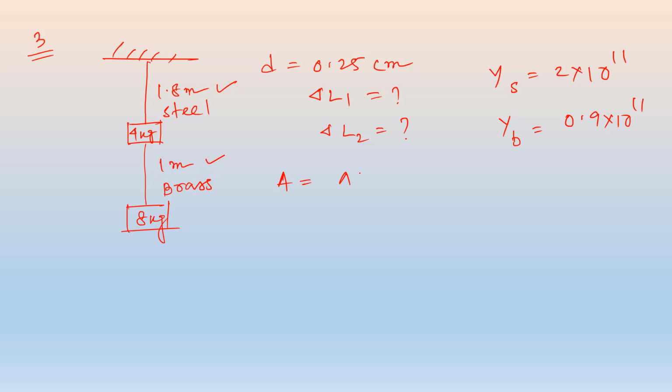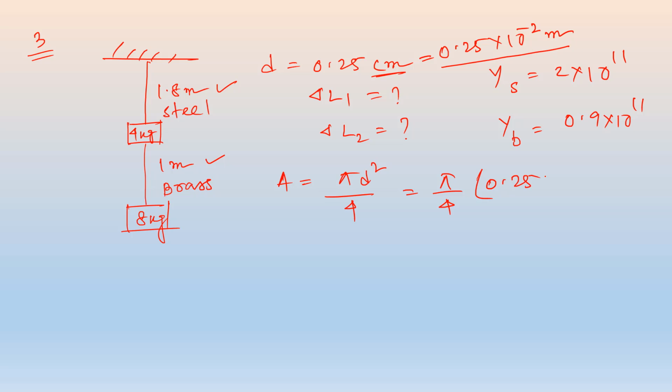The cross-sectional area is pi d square by 4. That means pi by 4 into, what is the value of d? That is 0.25 centimeter. I can write it as 0.25 into 10 to the power of minus 2 meter. Remember, this is a CBSE unit and you have to convert it to SI. So it is 0.25 into 10 to the power of minus 2, that whole square, right? So the area is found.